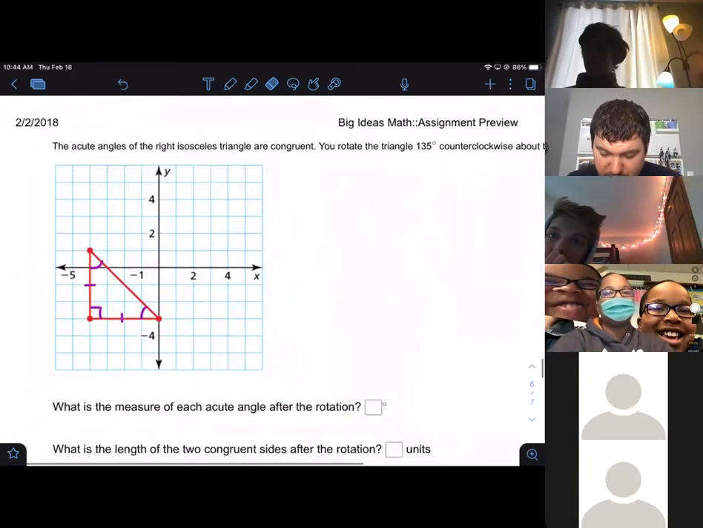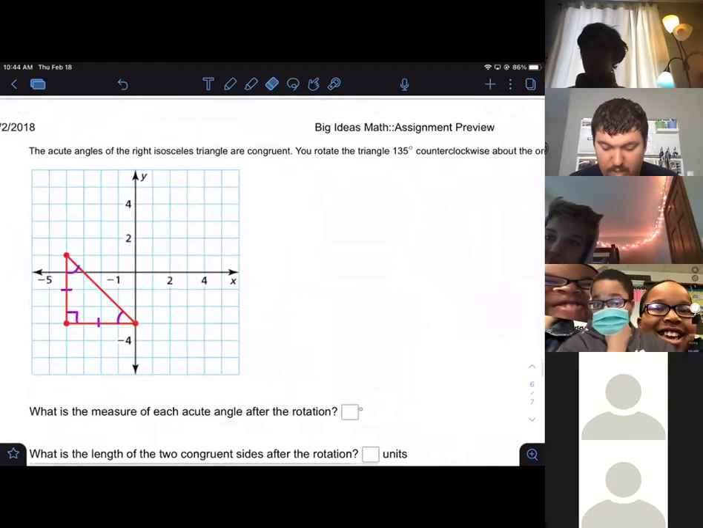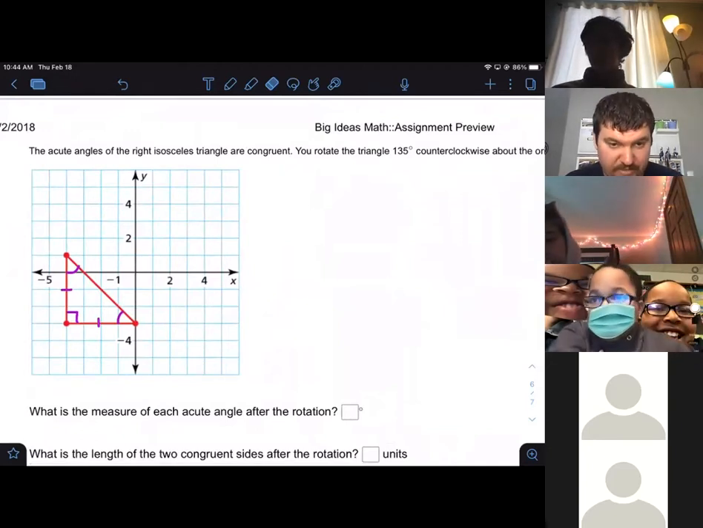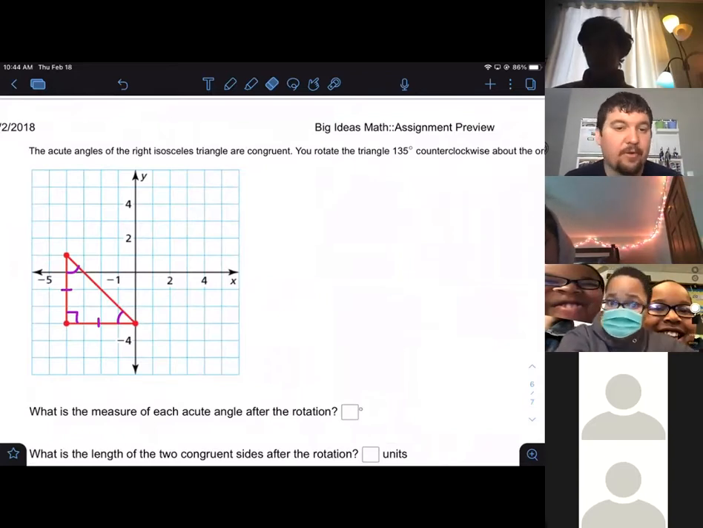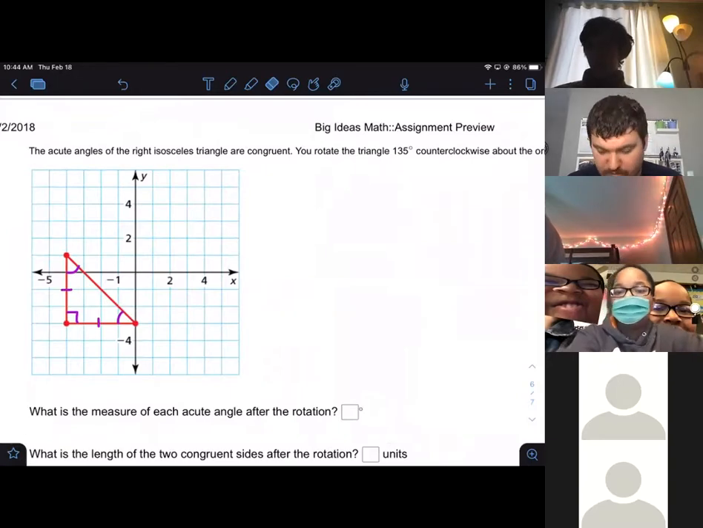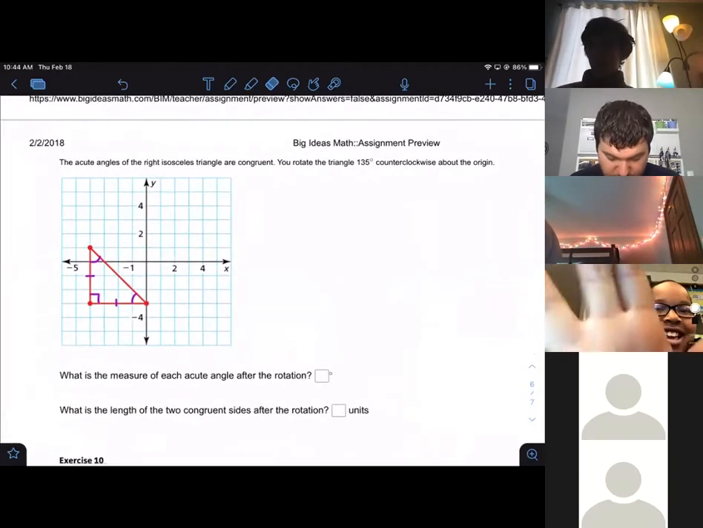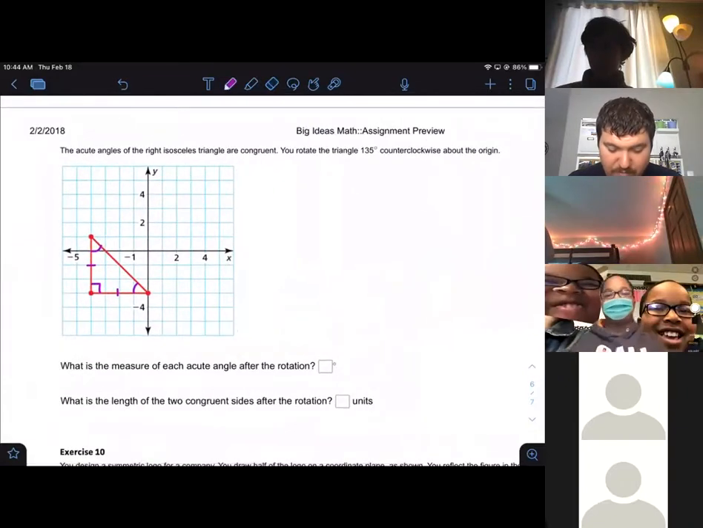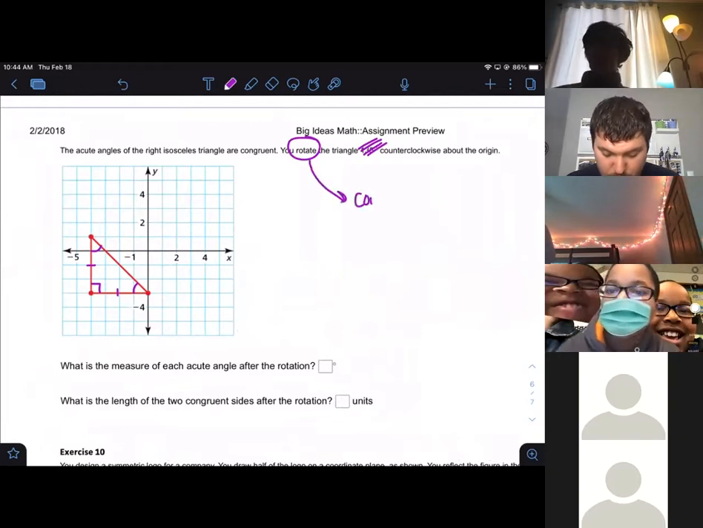You rotate this triangle 135 degrees counterclockwise. I have not shown you guys how to do 135 degrees. We know 90 degrees, we know 180 degrees, we know 90 degrees the other way, which is 270 degrees, but we have not done 135 degrees. So what's important about this problem isn't the fact that we're rotating at 135 degrees. What's important is the fact that we're rotating it, because when we rotate it, it's going to result in a congruent triangle.